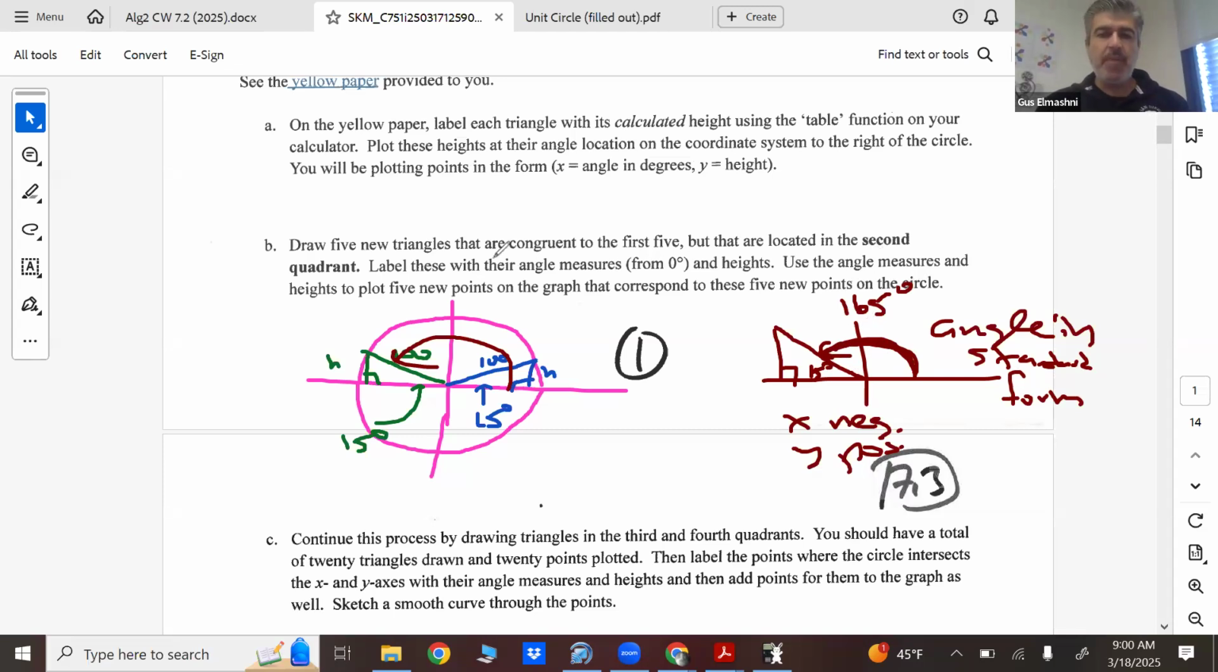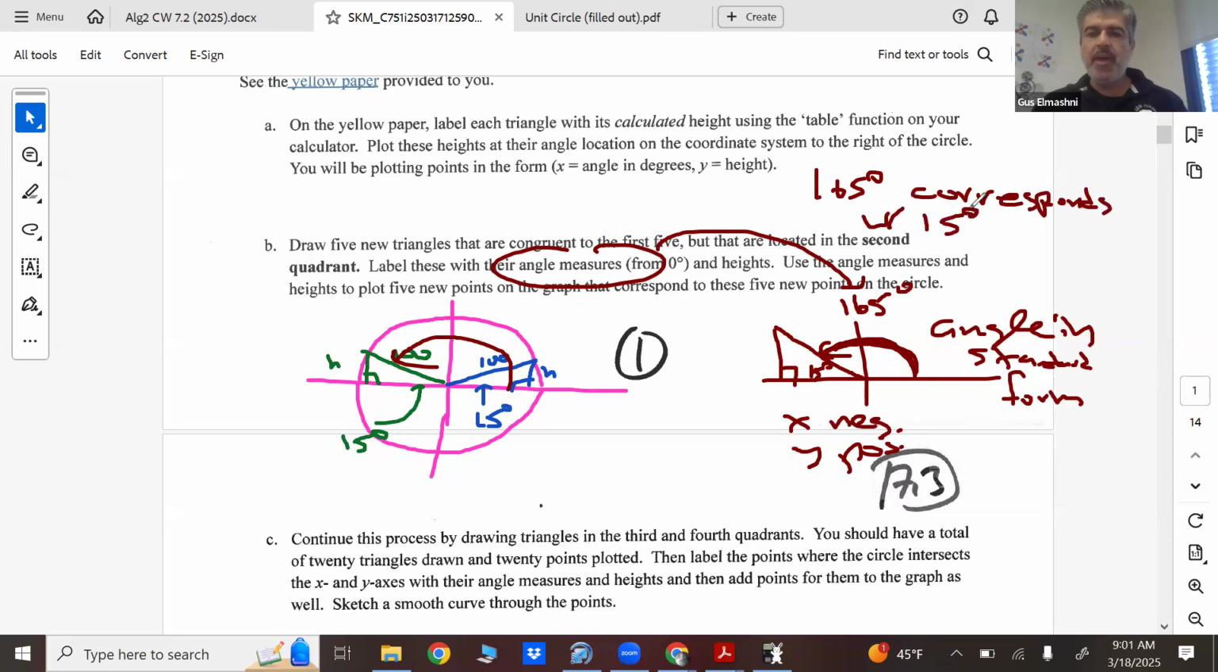So they say here, label these with their angle measures. So that angle measures 165. So 165 corresponds with 15 degrees. Now, the problem is asking to do this 4 more times for 30, 45, 60, and 75. I'm not going to do that. I think that's just redundant.